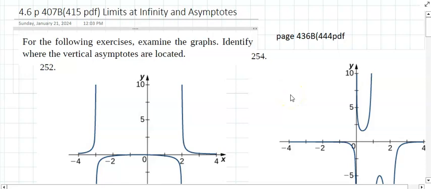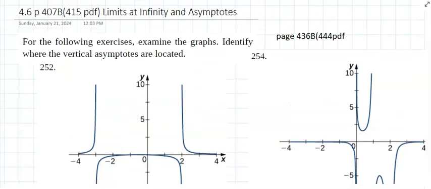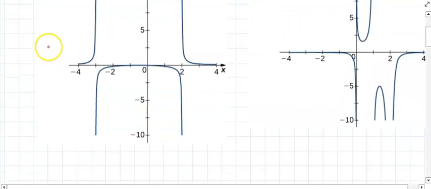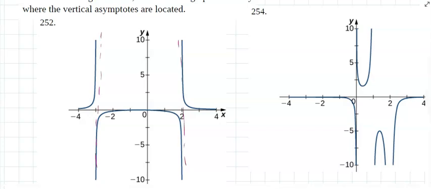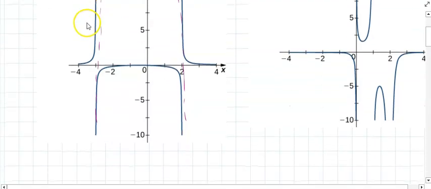Back then, you did look at the highest power of the denominator, highest power at the top, and looked at the ratio. But now let's make it really a set way of figuring this out. Now, vertical asymptotes. So here, for the following exercise, examine the graph. Identify where vertical and horizontal asymptotes are located. Well, if you recall, vertical asymptotes are lines that a graph gets very close to but never crosses.